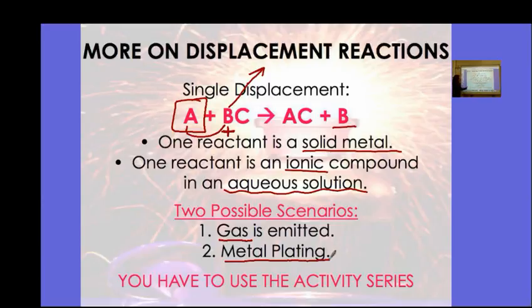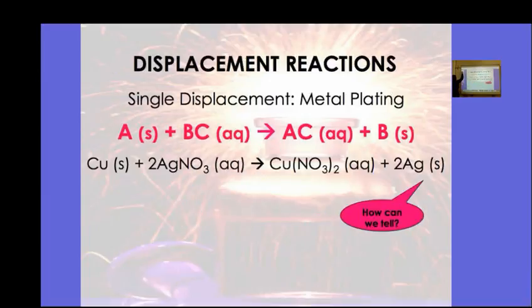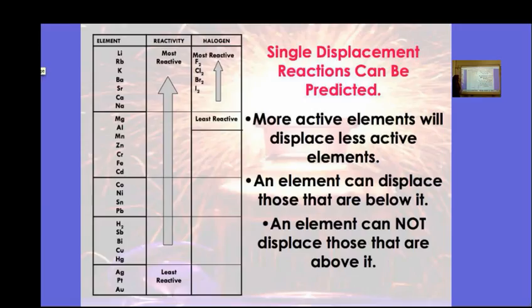I'll give you 2 examples. But first, how do we know that this is actually going to happen? You have to use this thing called the activity series. Here's what it looks like. This is what the activity series is. Single displacement reactions can be predicted. The more active elements displace the less active elements. So, the thing that's by itself has to be higher on this list than the thing that it's going to displace. It cannot displace an element that's going to be below it.